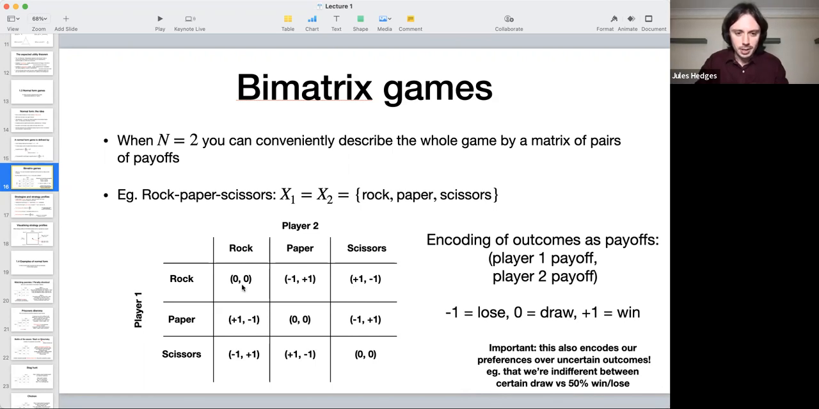And hopefully I've got this matrix right, and you can see that, for example, paper beats rock. So player 2's playing paper and player 1's playing rock, then player 1's getting a payoff of -1 because they lose, player 2's getting a payoff of +1 because they win. In the next video, there's going to be a whole list of examples.